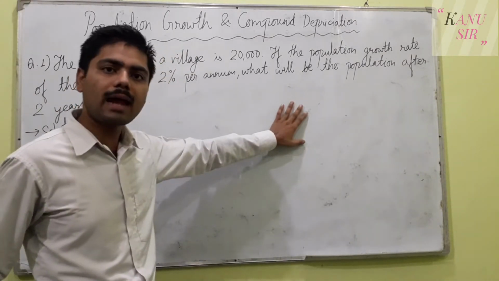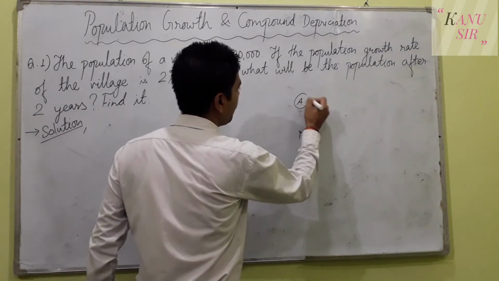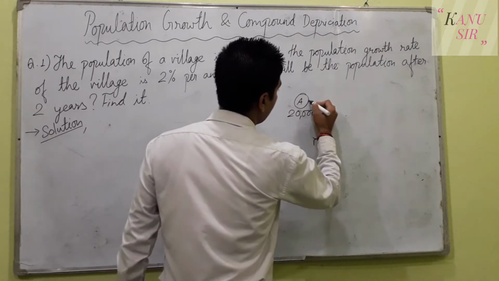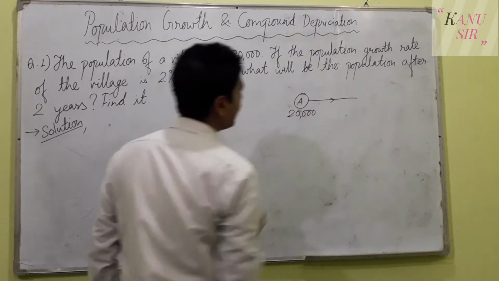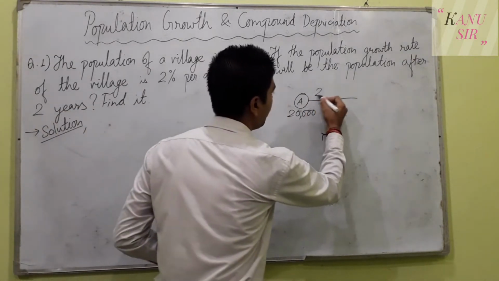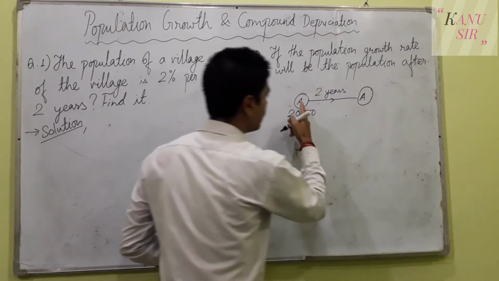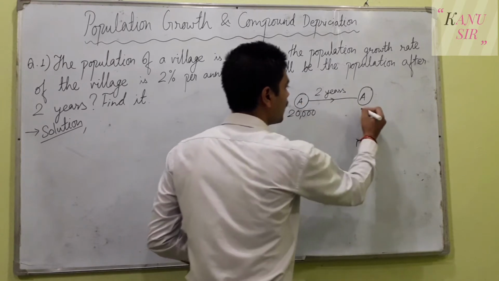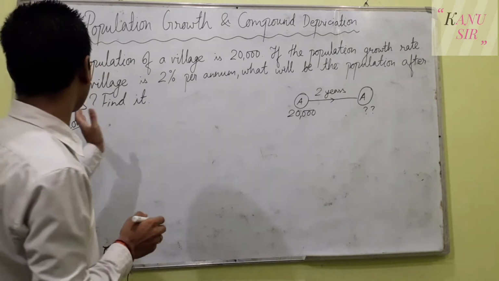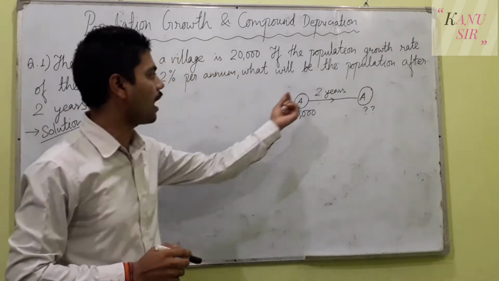So let us make a timeline first. Here let us take the place A, and the population of that place is 20,000, and after a certain period of time, and that period is 2 years as per the question, we have to find the population of the place A after 2 years. What will be the population after 2 years? It means we have to find the final population of the place after 2 years.